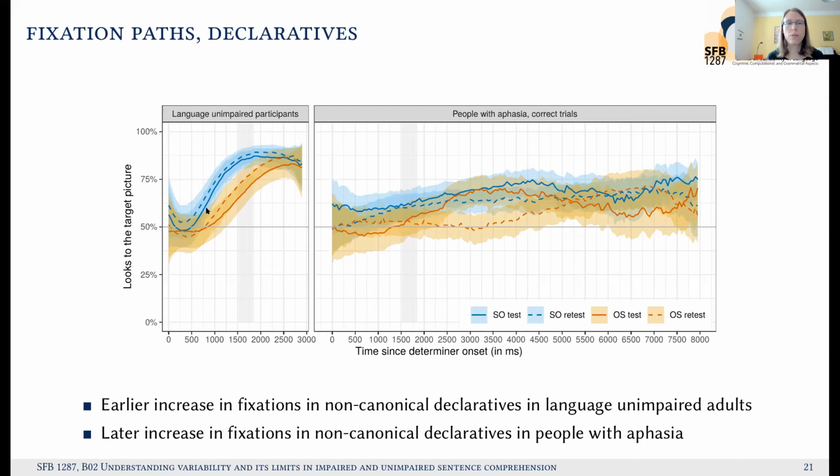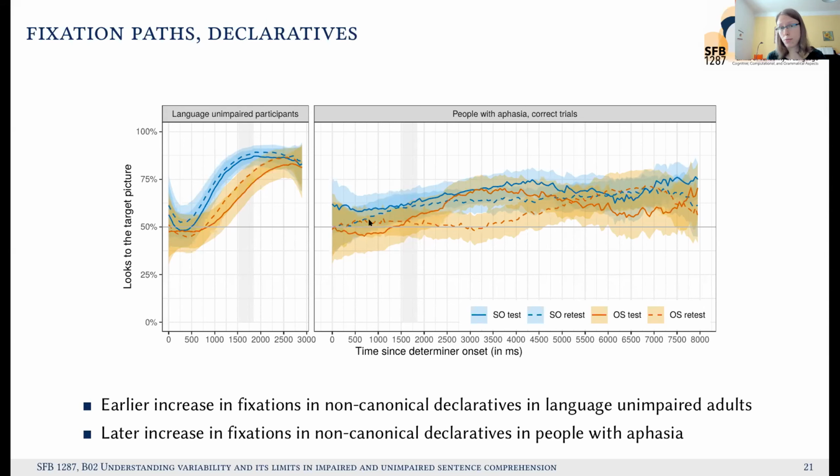We can also compare the solid lines that represent the fixations in the test phase and the dashed lines, which represent the fixation patterns of the retest phase. And here we can see steeper slopes in the retest phase. And this is especially the case for the non-canonical sentences, which seems to suggest that people get more efficient in processing these sentences in the retest phase.